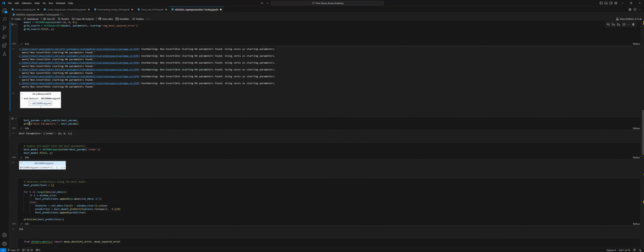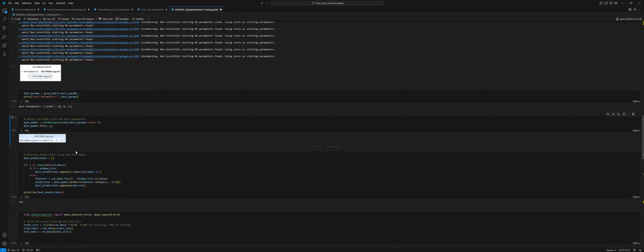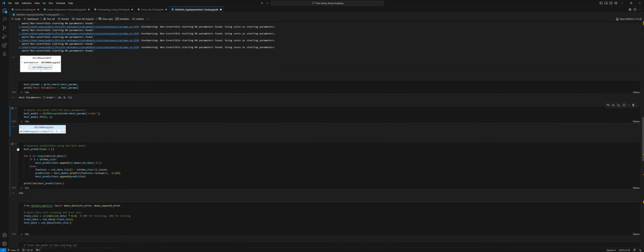So now the next thing is to find the best parameters, as you all know. I know you know much about hyperparameter tuning, since you have covered a lot of classes in machine learning. So we are now getting the best parameters, and the next thing is to update our model with the best parameters. After we update our model with the best parameters, now is to generate predictions using the best model that we get from GridSearchCV.